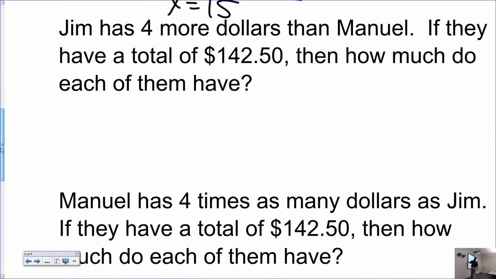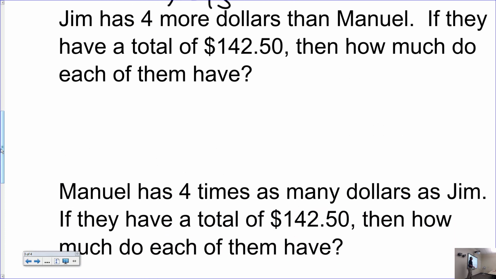Alright, so how about that first word problem? Jim has 4 more dollars than Manuel. If they have a total of $142.50, then how much do each of them have? So, when you are doing word problems, folks, take them one sentence at a time. I know it's really hard not to say, well, I know how to get the answer right now and start doing it. Stop yourself. Think a little bit, okay?